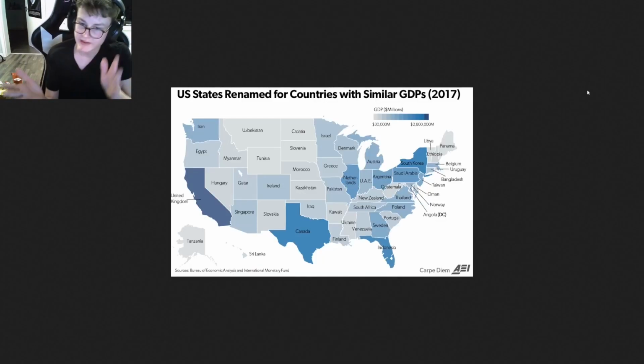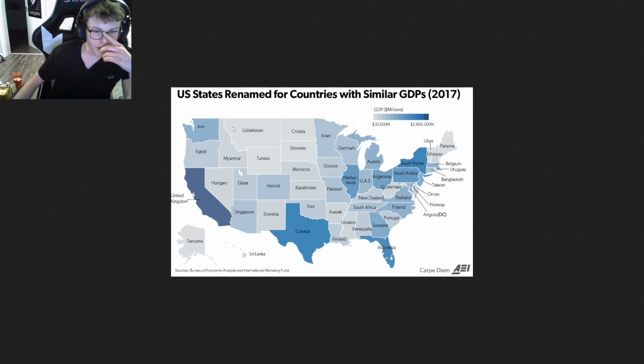And this is hardly the last map, but we got US states renamed for countries with similar GDPs. From 2017 we got from 30 million up to 3.8 trillion. Jesus. Okay, which is the highest, like Wyoming, Montana, really low. Also Arkansas, I think that's Arkansas. And Mississippi also very low. But then we got states like California with almost 3 trillion in GDP, or Florida with Indonesia, Texas with Canada, South Korea with New York.